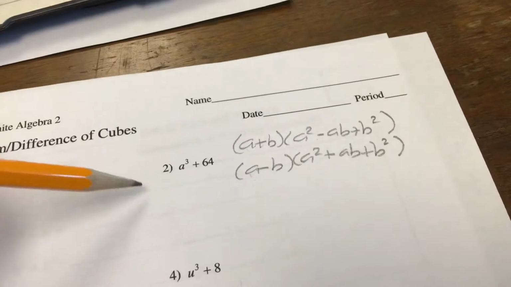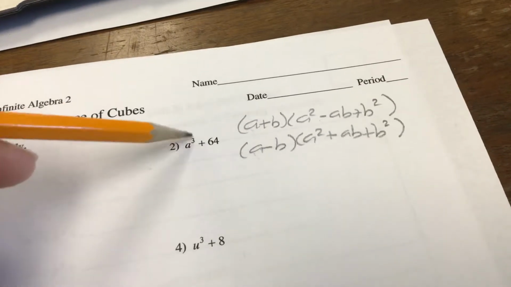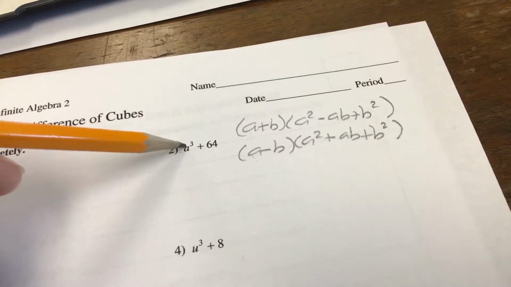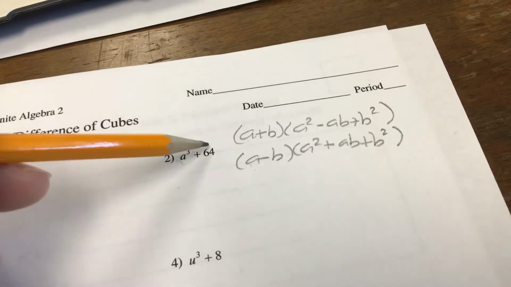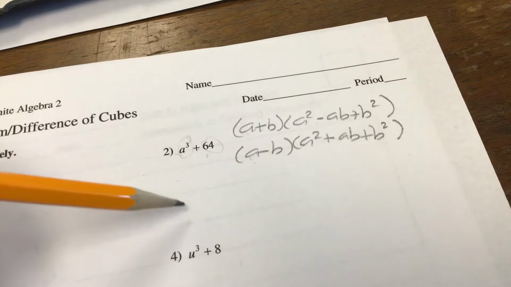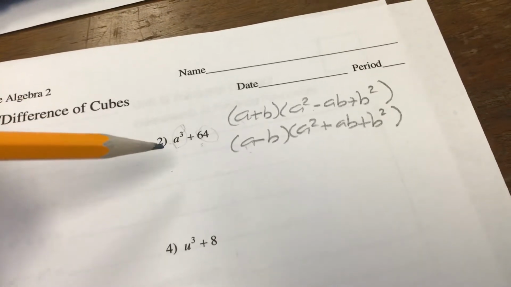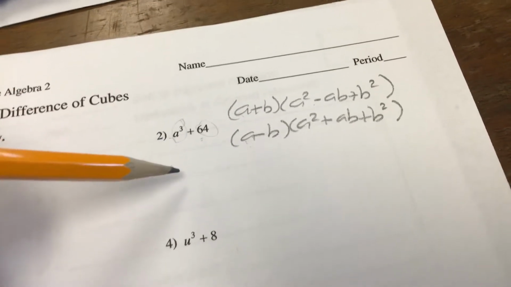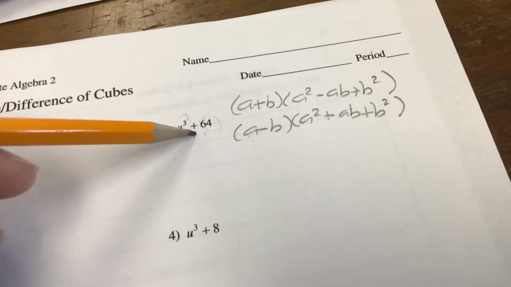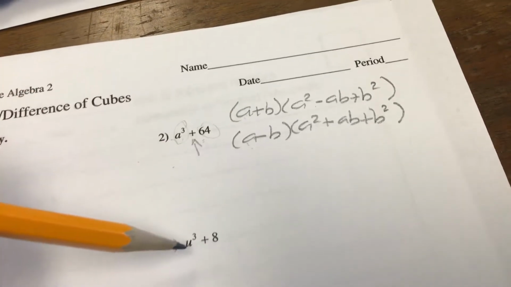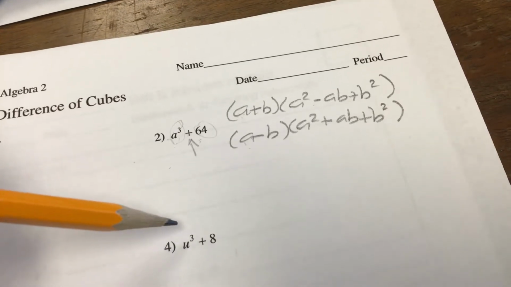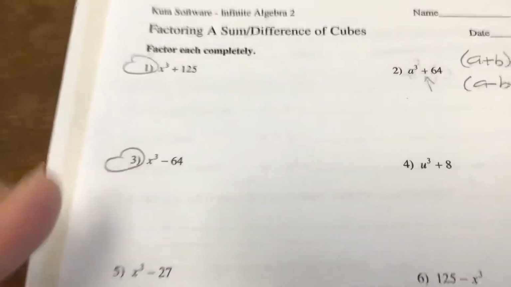Now, when you're looking at a problem like number 2, real quick, it has an a to the third. I know if I take the cube root of that, I get a. If I take the cube root of 64, it's going to be 4. But the fact is that plus right there tells you which one you're using. Okay? Now, let's work a couple of these problems out.